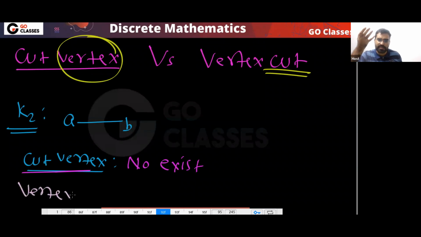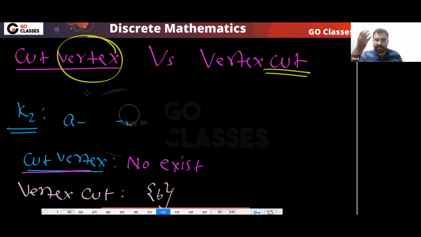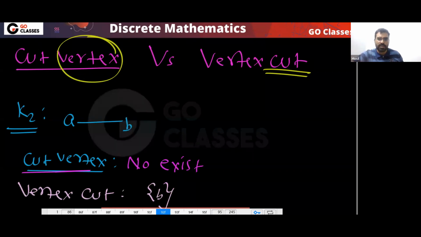But do we have a vertex cut? Yes, a single vertex. This will be a vertex cut because finally a single vertex will remain. This is also a vertex cut. Please tell me, did you understand the difference between cut vertex and vertex cut?